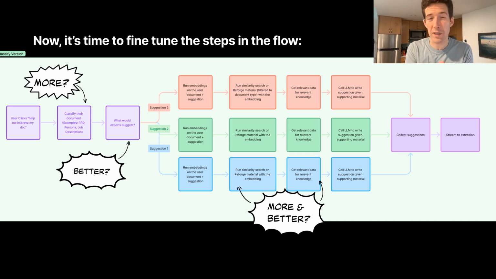Once we know what type of document it is, then we think, what would an expert suggest? Because we have a wealth of knowledge from the Reforge platform, we have great insights into, given a type of document, given what someone is working on, how would an expert evaluate that type of document and the content in this person's doc.